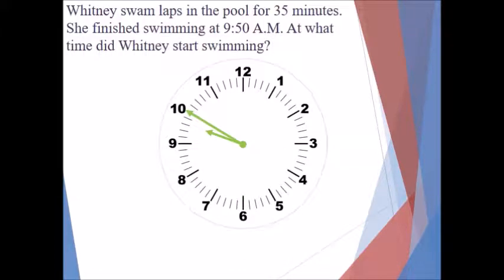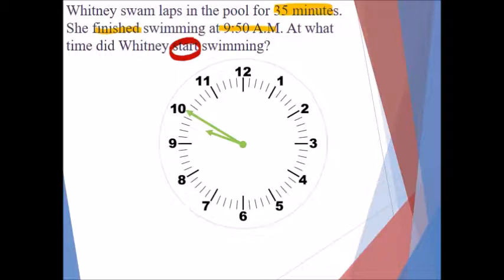Let's solve this problem. Whitney swam laps in the pool for 35 minutes. She finished swimming at 9:50 a.m. At what time did Whitney start swimming? What do we know? We know that she finished at 9:50. It's the end time. And we know that she swam for 35 minutes. It's the elapsed time. What do we need to find? We need to find at what time did Whitney start swimming. It's the start time. So let's try to solve this problem using a clock.